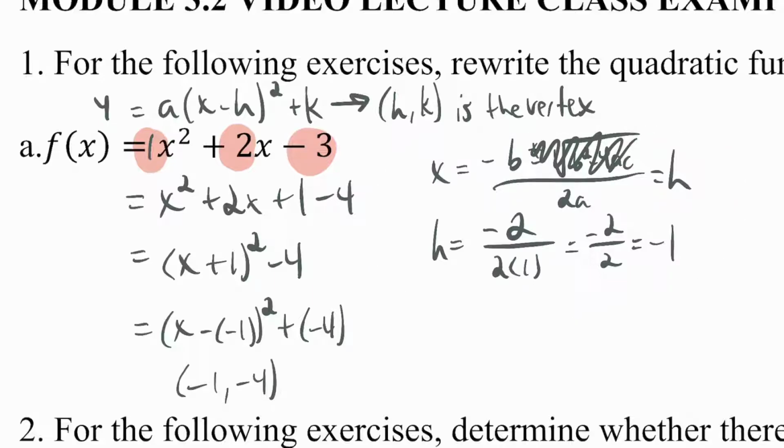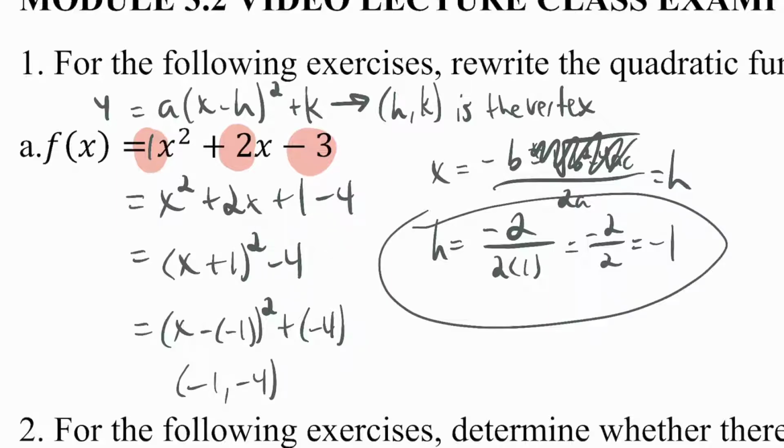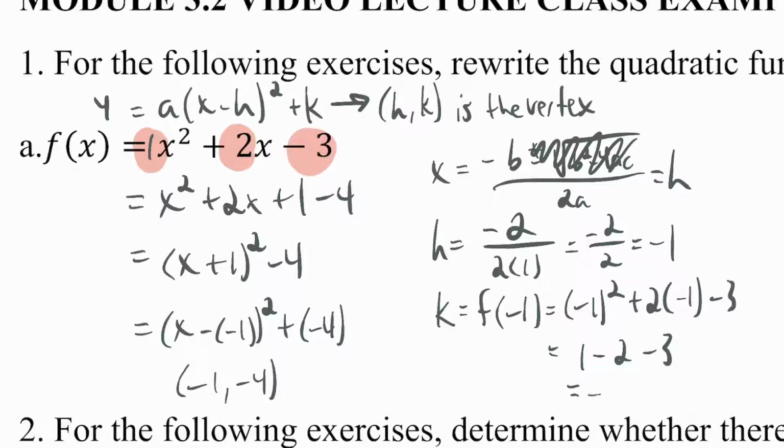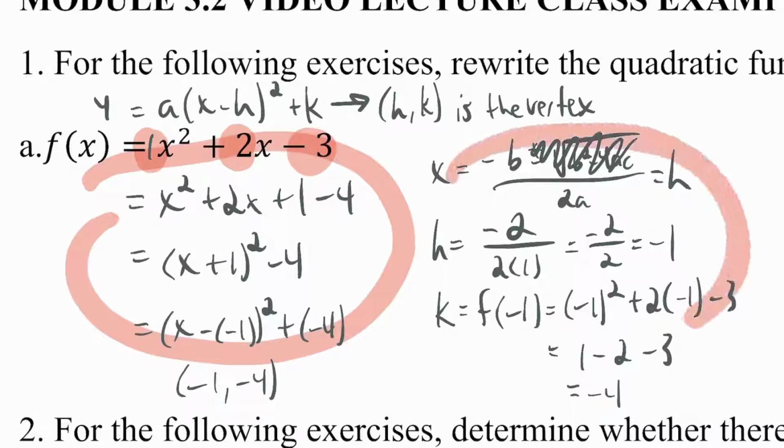But once you find h, how do you know what k is? Well, k is the y-coordinate of the vertex, and h is the x-coordinate of the vertex. So in order to find k, you just throw h back into the function. So this will be (-1) squared plus 2 times -1 minus 3. So I get 1 minus 2 minus 3, which is -4. There you go, -4.